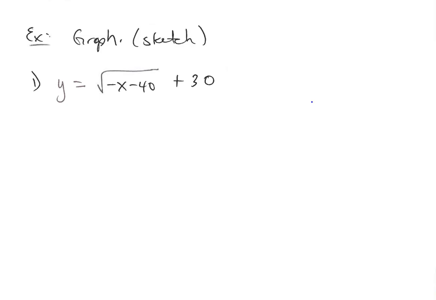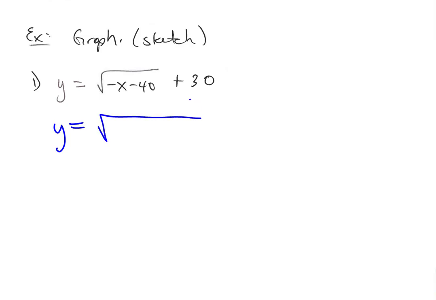The first example we're looking at is the function given as y equals the square root of negative x minus 40, and then after the square root symbol we have plus 30. Now again, we're going to recall what we already know about transformations, and in doing so, try to rewrite this in a more usable form.